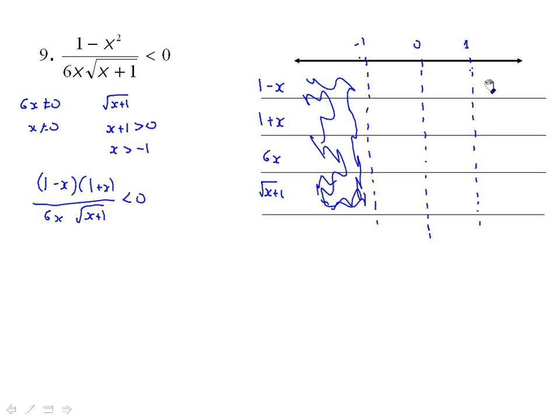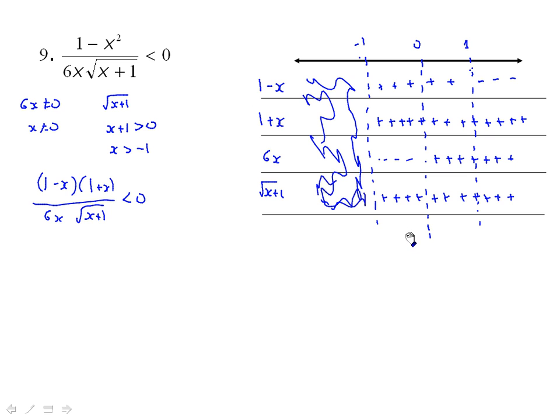So the rest of it is just a matter of working our way through these ones. 1 minus x will be negative to the right of 1 and positive to the left. 1 plus x, well, it'll never be negative because the graph does not exist when x is less than -1. So it's positive everywhere it exists. 6x does have a sign change at 0, positive to the right, negative to the left. And then the root of x plus 1, well, that's the positive root, so it's positive for all x values where the graph is defined.